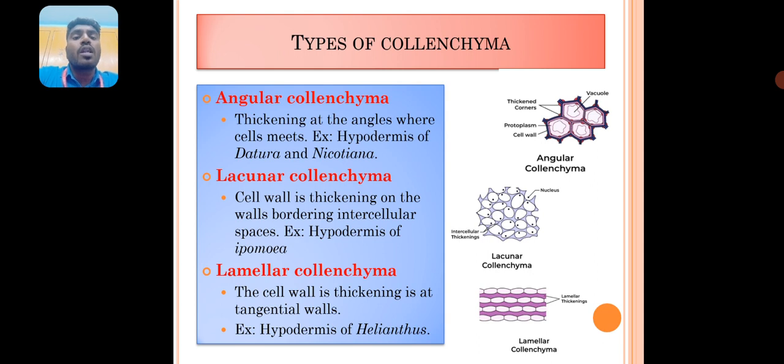Lacunar collenchyma: the cell wall is thickened and the walls bordering intercellular spaces are thickened. Example: hypodermis of Ipomoea. Lamellar collenchyma: the cell wall is thickened at tangential walls. Example: hypodermis of Helianthus.